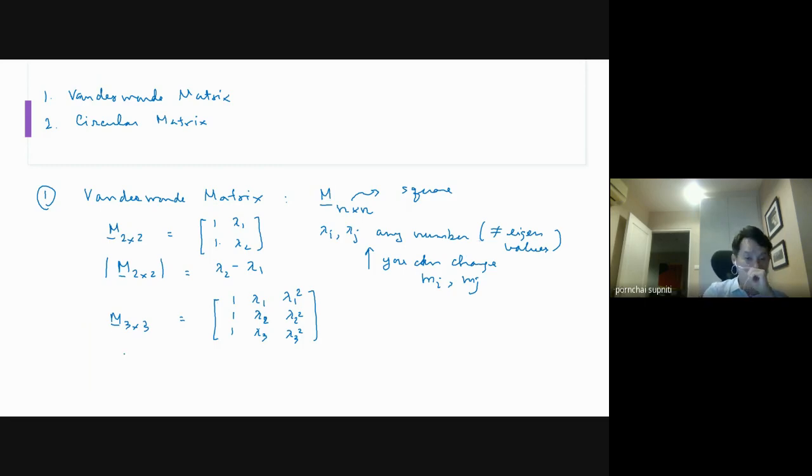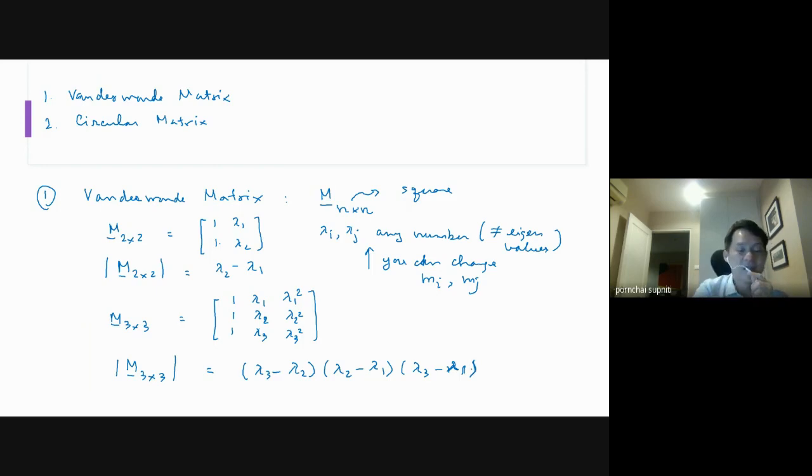If you compute this, you'll find that the determinant of this 3 by 3 Vandermonde matrix has a special form, which is lambda 3 minus lambda 2, multiplied with lambda 2 minus lambda 1, and multiplied with lambda 3 minus lambda 1. So it's quite interesting.